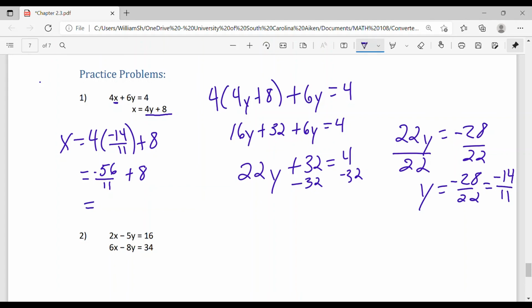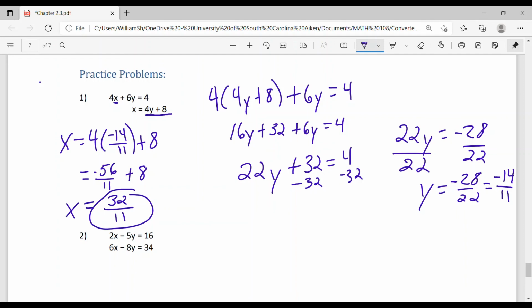And if I use my calculator to add that, you can do negative 56 divided by 11 plus 8. If you hit enter, it gives you a weird looking decimal. But if you hit your math button on your calculator, the first thing it brings you to is something called frac, F-R-A-C. If you hit enter on it and then hit enter again, it'll find the fractionalized answer for you, and it turns out to be 32 over 11. See if you can figure that out on your calculator. You'll appreciate it later if you can. Alright, so we've got x equals 32 over 11 and y equals negative 14 over 11. We're good to go on that practice problem.